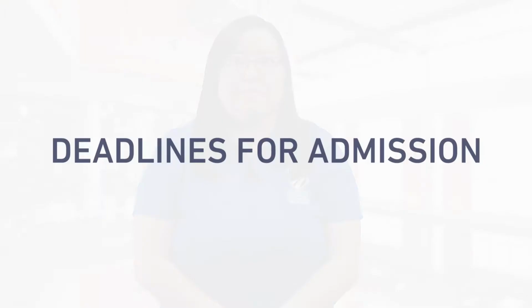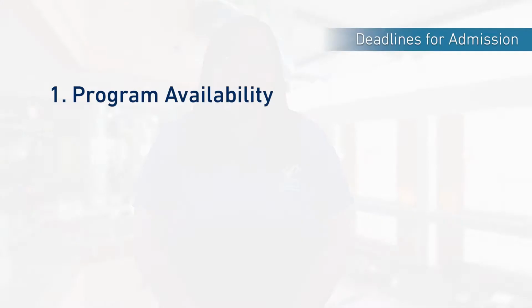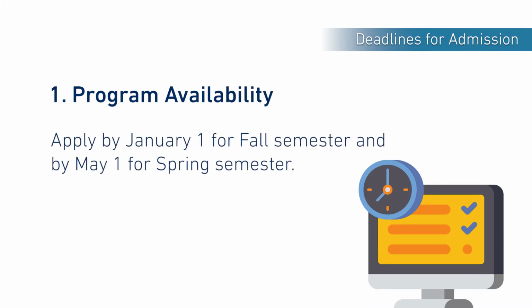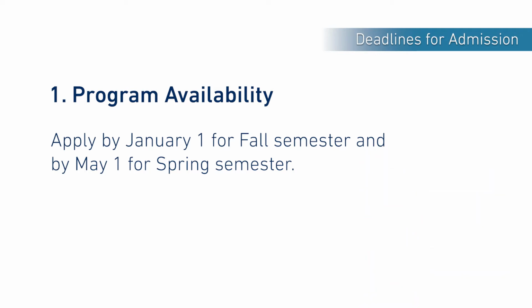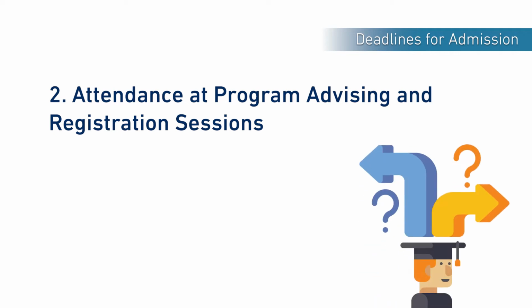Before we start talking about the main steps for the international student admission process, let's go over the deadlines for admission. If you do not already have a valid F1 student visa, it is important to be admitted as soon as possible for 4 reasons. First, program availability. For the best choice of degree programs, apply by January 1st for fall semester and by May 1st for spring semester.